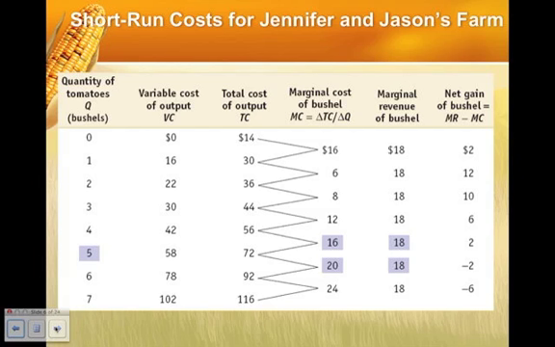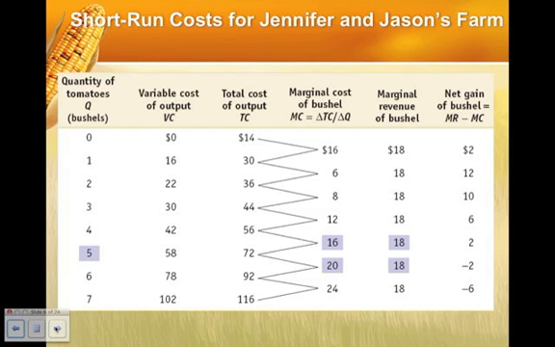Each of these bushels raises Jennifer and Jason's profits. For the sixth bushel, however, you can note that it's -2. Its net gain is negative. Producing it would decrease, not increase, profit. So 5 bushels are Jennifer and Jason's profit-maximizing output.